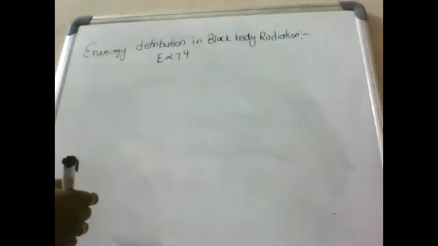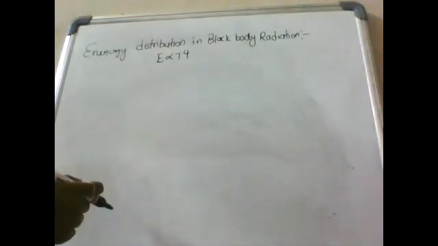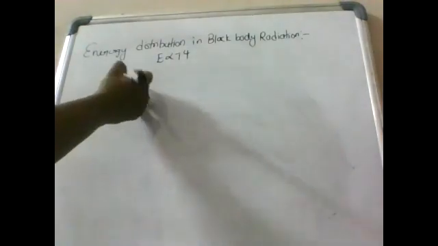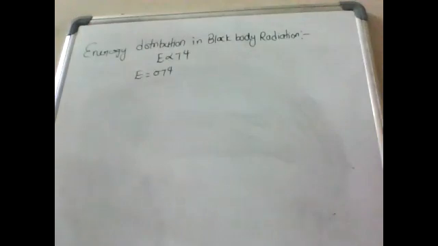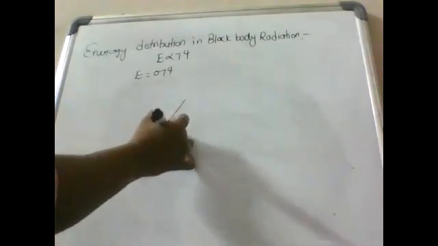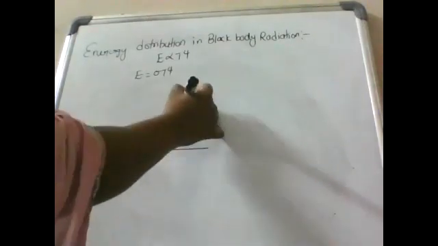So energy distribution in black body radiation, Stefan's law gives capital E proportional to T power 4. From this we can write capital E equal to sigma T power 4, where sigma is Stefan's constant. For proof of this equation, we have a diagram explanation.